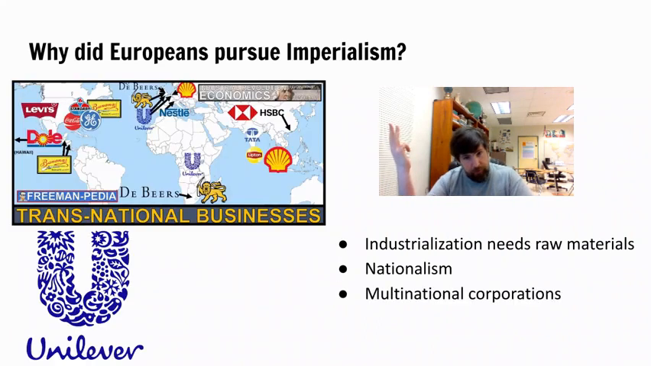Another reason to pursue imperialism is multinational corporations, which got their start during this time period. Corporations like Nestle and Shell Oil that you may have heard of, Dole Pineapple, which is an American company. These multinational corporations usually have their headquarters in Europe, and then they get their natural resources from places like Africa and Latin America and Southern Asia. Unilever, which is a corporation you might not have heard of before, is still a multinational corporation today. It was founded during this time period.